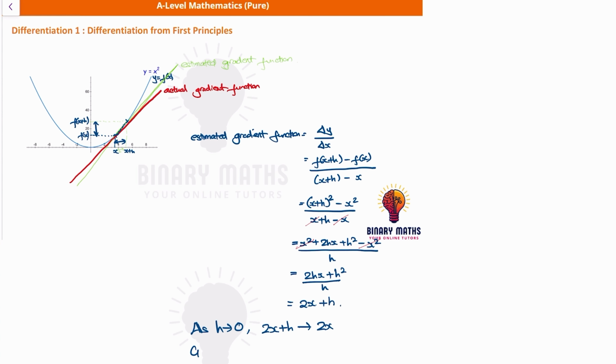That means the gradient function is the limit as h tends to 0. So as h gets closer and closer to 0, the expression 2x plus h is equal to 2x, which means the gradient function is equal to 2x.